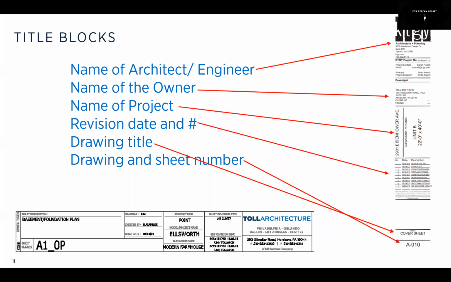The revision date and number is critical. As you develop these projects, details will change, structural elements will change, elevations will change, and you need to know what revision number you're working under, the date it was done, and the description of the revision. If a code enforcement official comes out to do an inspection and he's on revision 4 with his plans and you're on revision 6, there's a problem. So anytime you make a revision, it needs to be submitted to the locals so that you're both on the same page. Then of course you have your drawing title, which just tells you what's on that page, and the drawing and sheet number tells you where you are.